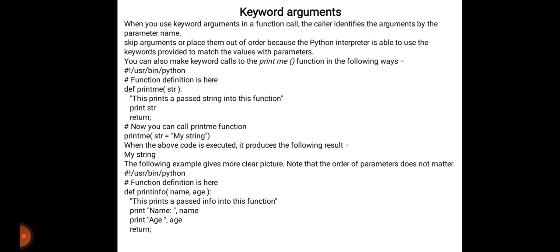Age is equal to 50 and name is Mickey. You have to print 50 and Mickey. The age is 50 and name is Mickey. When the above code is executed, it produces the result: name is Mickey and age is 15. So in this way it will work.